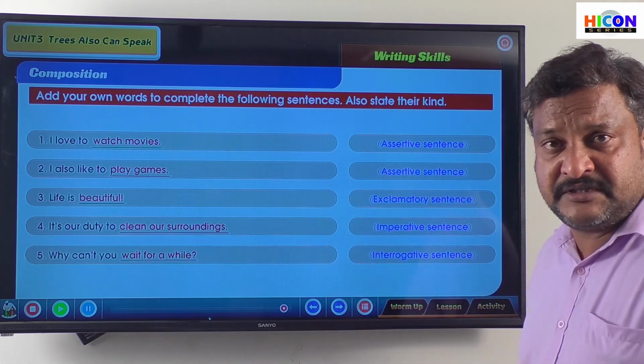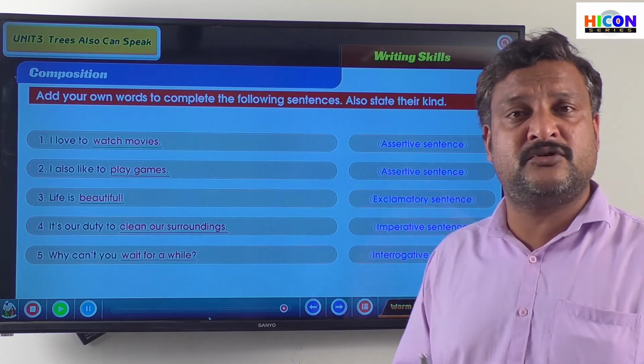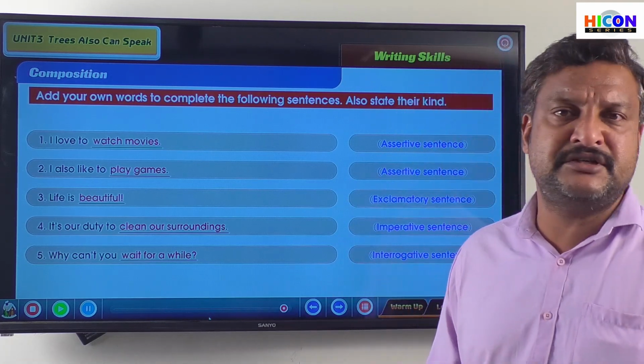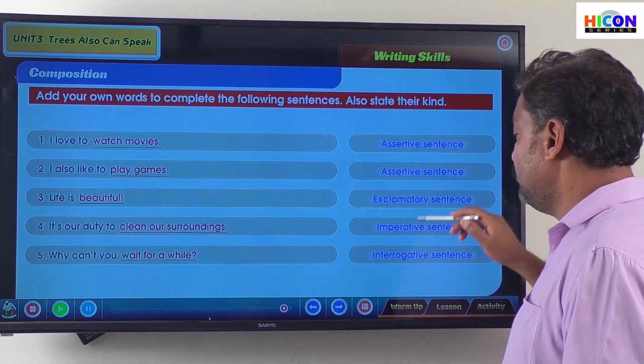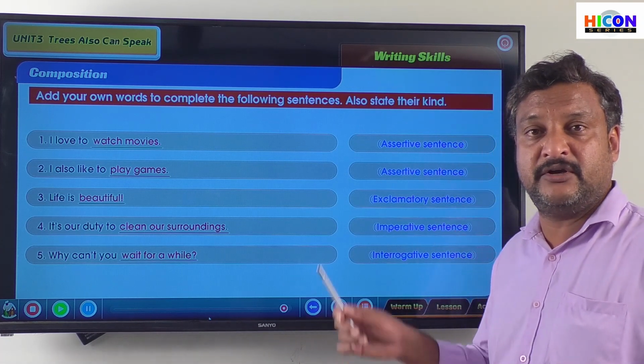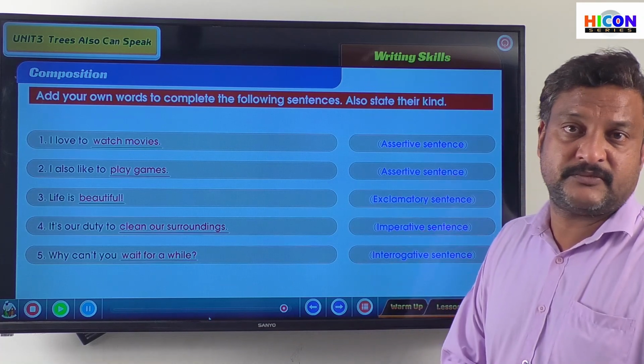Only part of that was given. The remaining part I've completed based on what I think. You can change it, no problem. But when you change it, make sure that you mention what kind of sentence you write on this part of the page also. Okay?